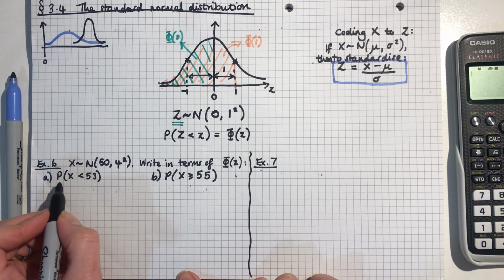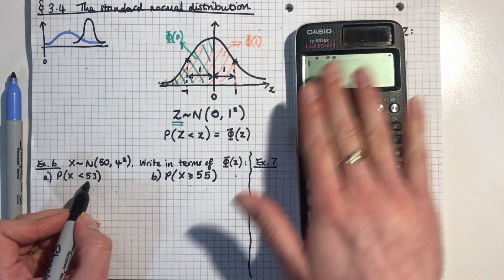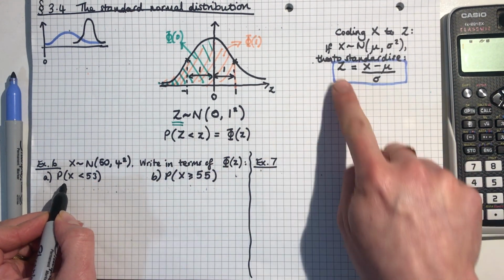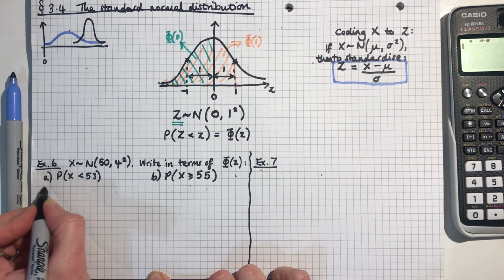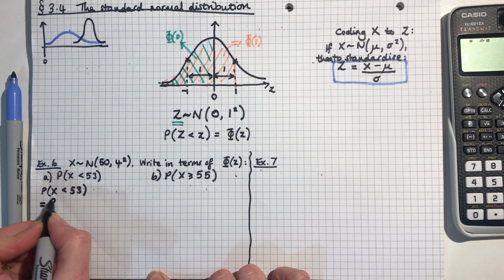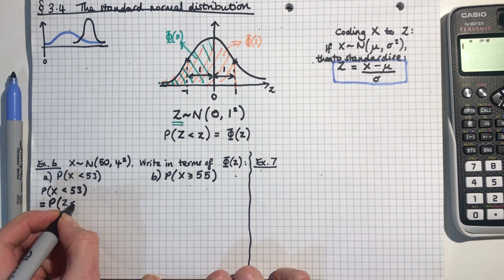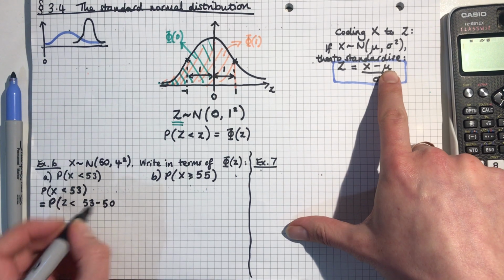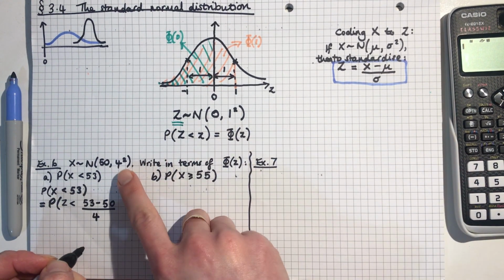So if we want to find the probability that X is less than 53, we know we can use the cumulative normal distribution function on the calculator, but what I'm interested in first of all is whether we can apply this transformation to write it in terms of Z instead. So the probability that X is less than 53 is the same thing as the probability that, on this curve, Z is less than 53 minus the mean of 50, divided by the standard deviation of 4.